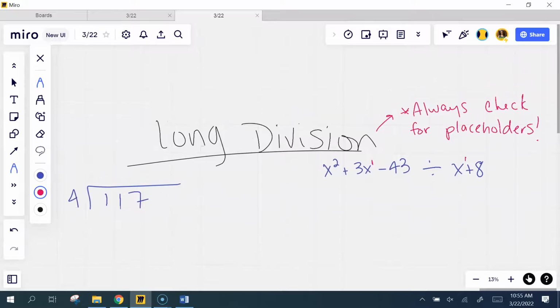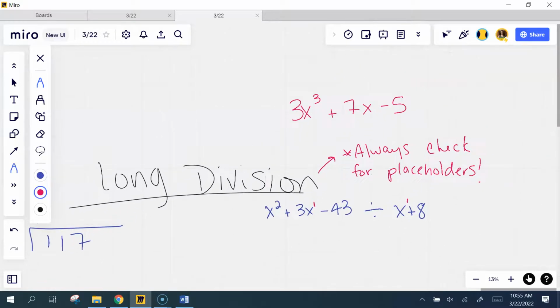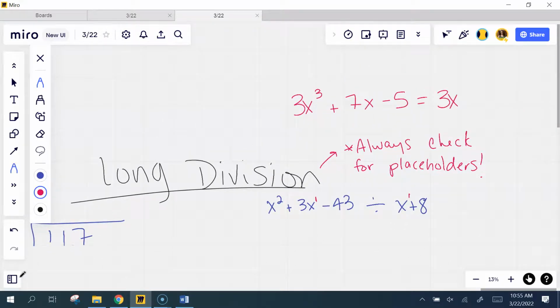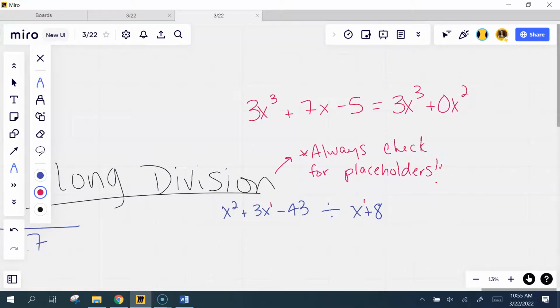An example of one that may not have it might be something like 3x to the third plus 7x minus 5. What is missing there? The power of 2, right? So what I need to do is hold the place of the power of 2. To do that, I put a 0x squared to hold the place. This is what we call a placeholder. It has the same value, but it holds the place of anything with a power of 2 value. Does that make sense to you?